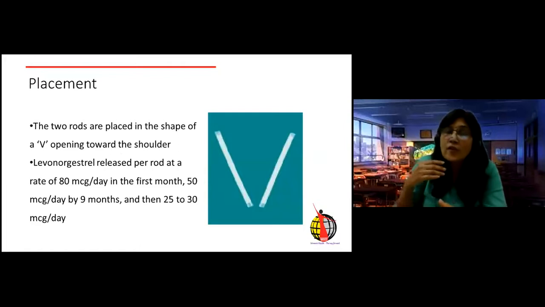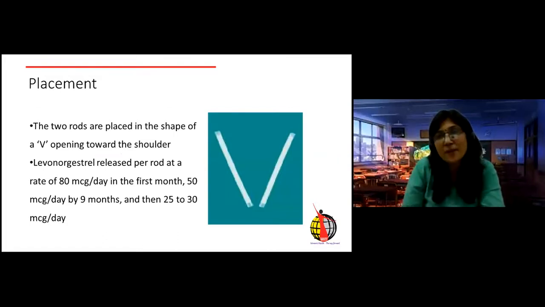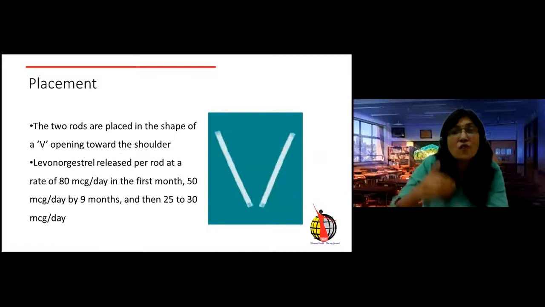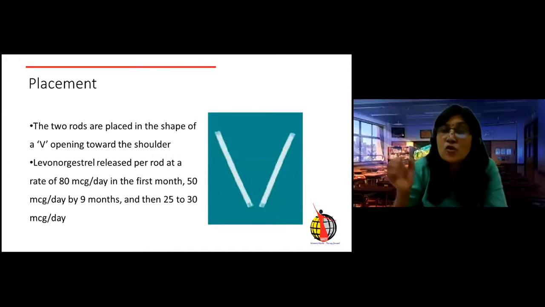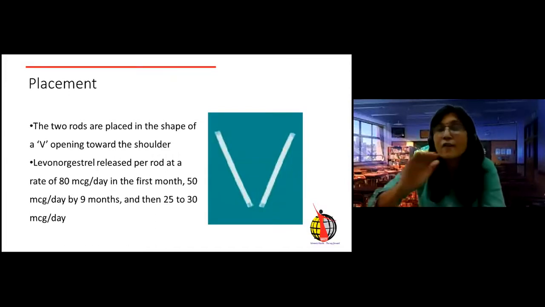Now, rate of release of levonorgestrel for Jadelle is 80 microgram per day in the first month. So first month will have a high release rate, so quickly the action of levonorgestrel will be there, and after that a maintenance dose for the next 9 months of 50 microgram, and later on after 9 months for the next 4 years the release of levonorgestrel will be 25 to 30 microgram per day. So initial high dose of progesterone followed by a decrease in sustainable dose.